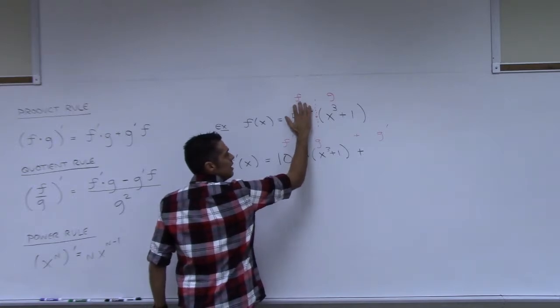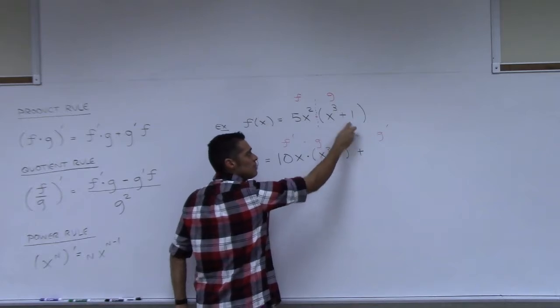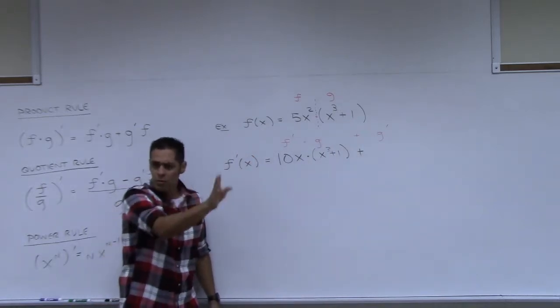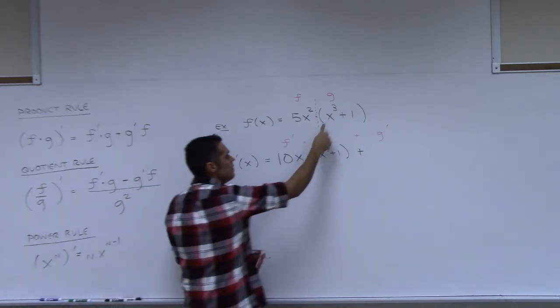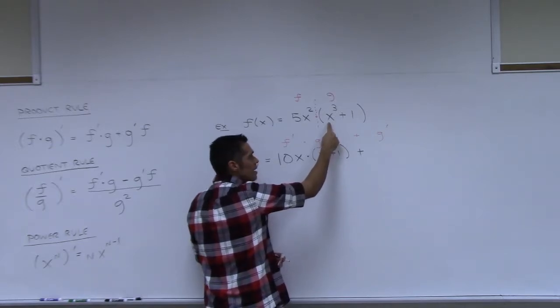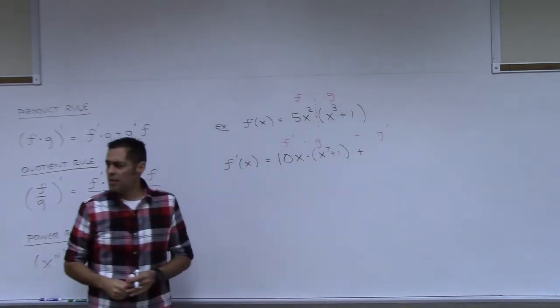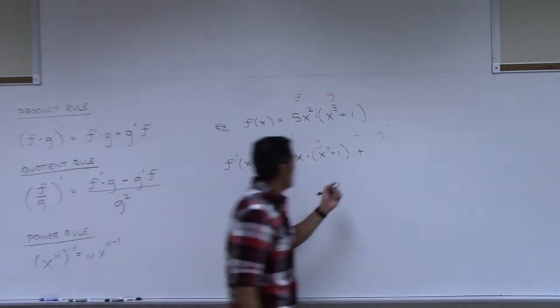There's g. It has 2 terms separated by addition. So when you have 2 terms separated by addition, you can take the derivative of each one separately. So what is the derivative of x cubed? 3x squared, right? Then plus derivative of 1 is 0. So you just get 3x squared. So I'm going to put that there.